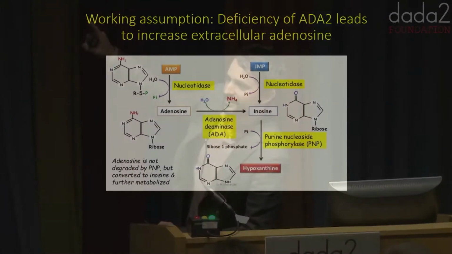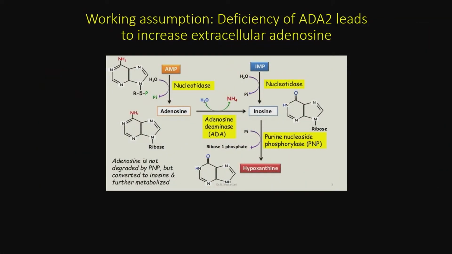Now, this is our working assumption that we were thinking about when we started this project a couple of years ago, and I think we've heard several lines of evidence today to suggest that maybe it's incorrect, or maybe it's more nuanced than we thought, and we're learning more and more about what the role of ADA2 could potentially be. But when we first started thinking about this, we said ADA2 is a secreted protein, so perhaps it is regulating extracellular adenosine levels, and its job is to degrade adenosine, or deaminate adenosine to inosine, in the extracellular space. And so if you're deficient in ADA2, perhaps there are increased levels of extracellular adenosine.